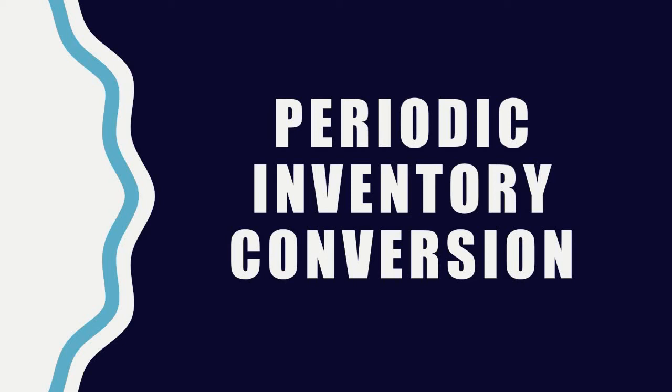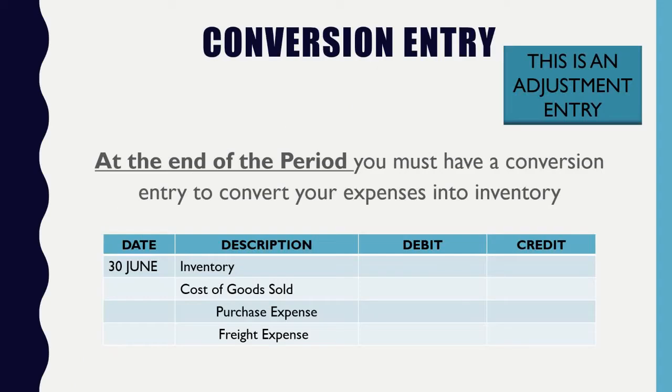Okay. So once again, once we fill out our inventory worksheet, we are obligated to complete a conversion entry. So once again, it should look like this, right? What we're doing is we're taking our purchase expense and we're converting it into inventory and cost of goods sold.